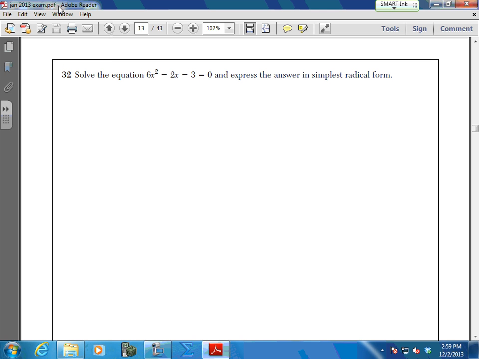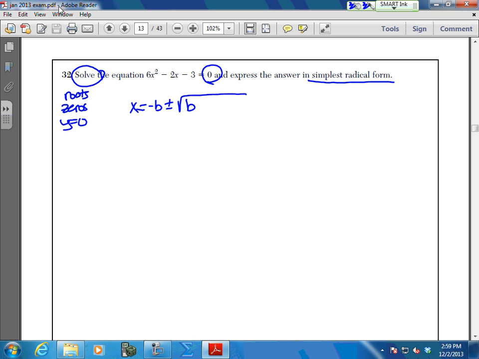Okay, in number 32, you are looking to solve the equation. Notice they say in simplest radical form. When they ask for solve, they want your roots or your zeros of your equation when y is equal to 0. There's your 0. Now, because they said simplest radical form, you know this cannot be factored. So you have two choices. You can complete the square, in which you would have to factor out that 6 and make yourself have a fraction, or you can use your quadratic equation. And in this case, I would probably opt for the quadratic equation.